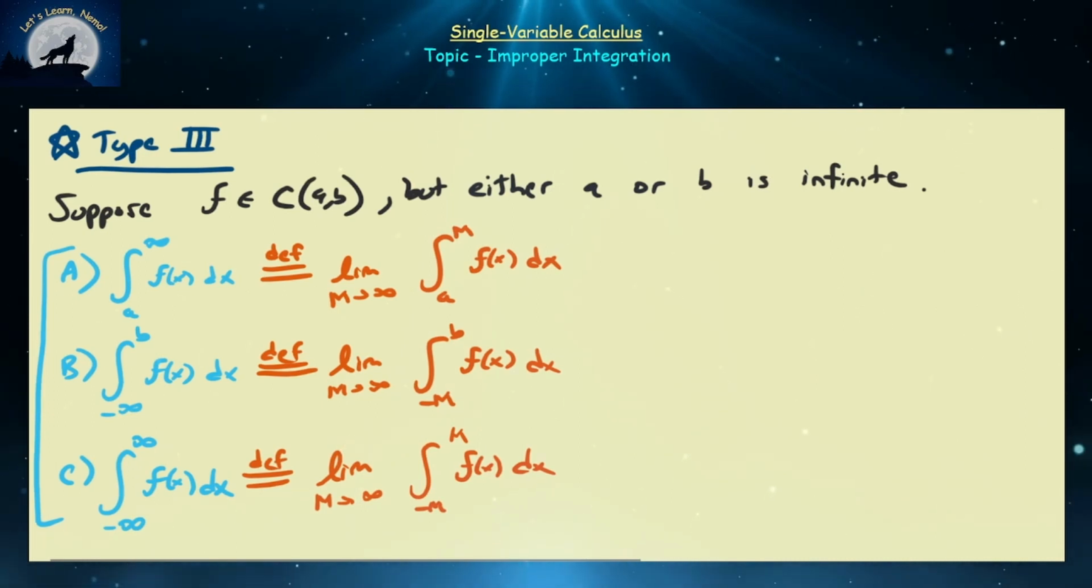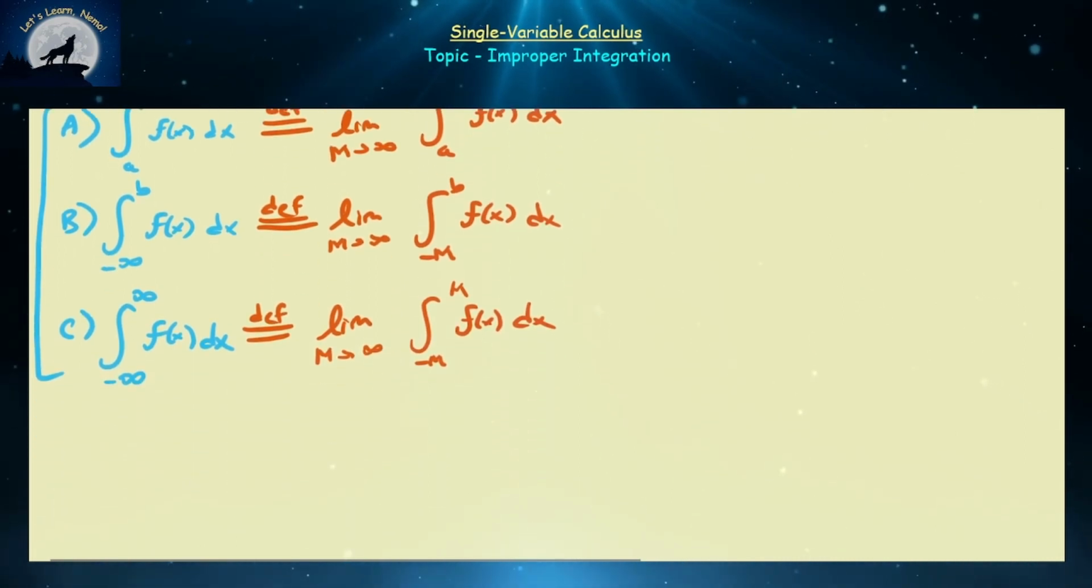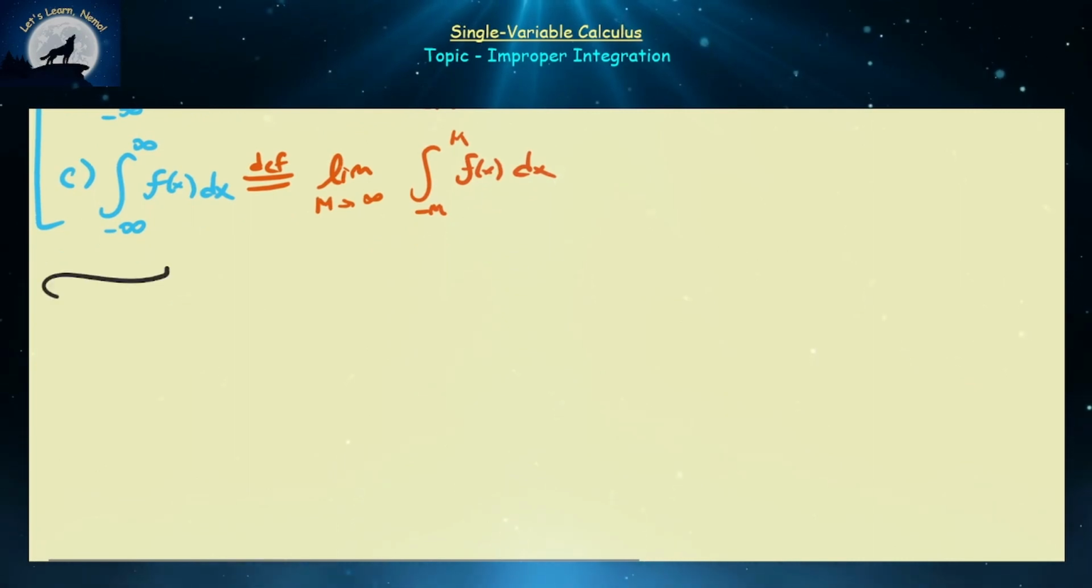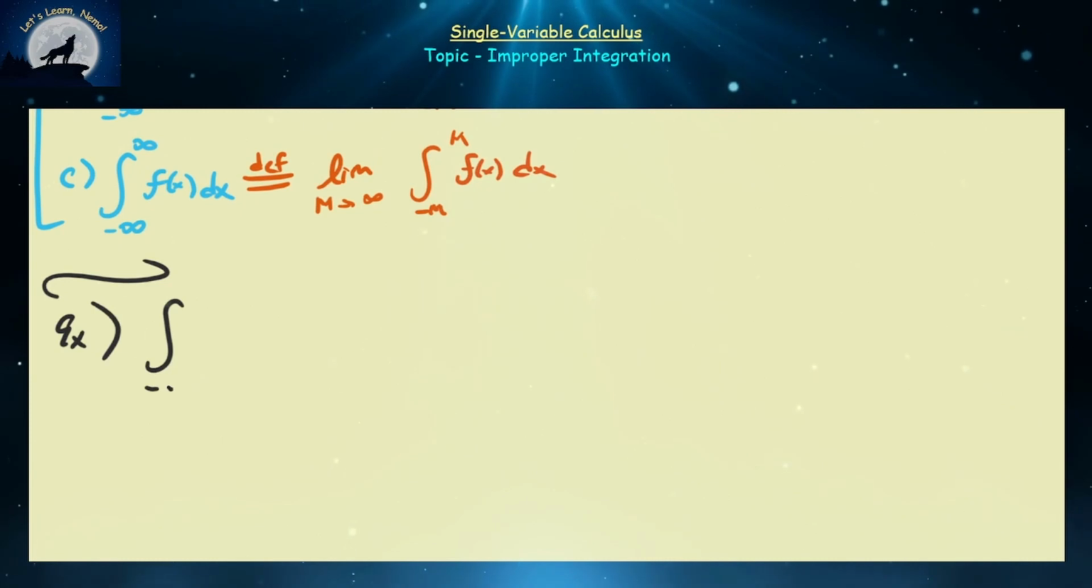So now that we have the definitions, let's actually work through an example to see how they work. Let's take a fun example. Let's do the integral from minus infinity to infinity, since it has both, of e to the power minus absolute value of x dx.